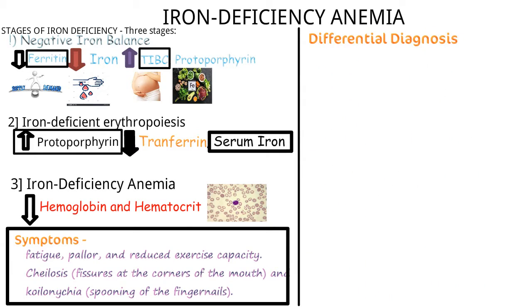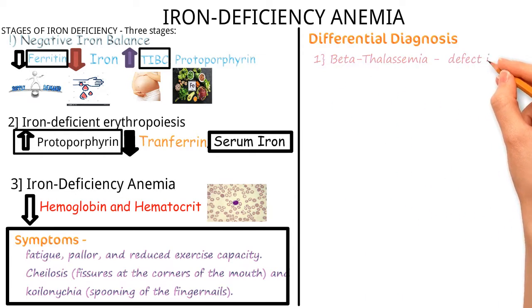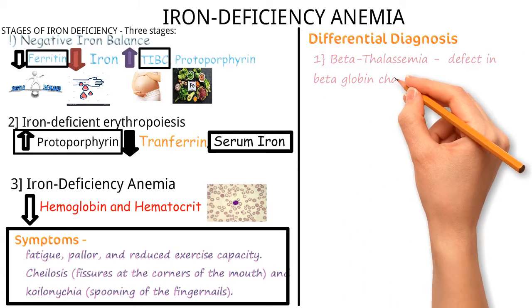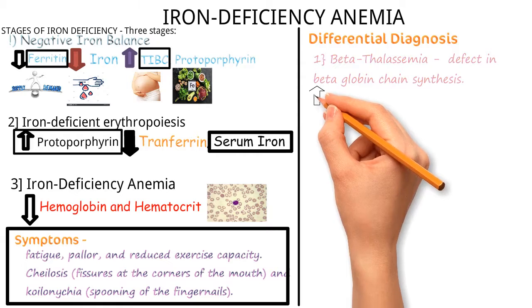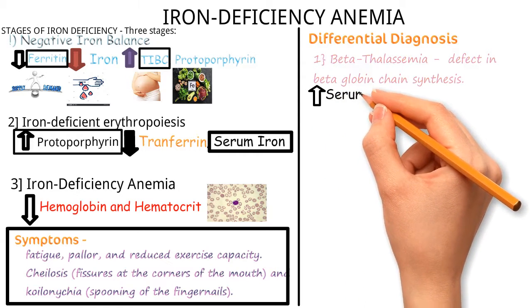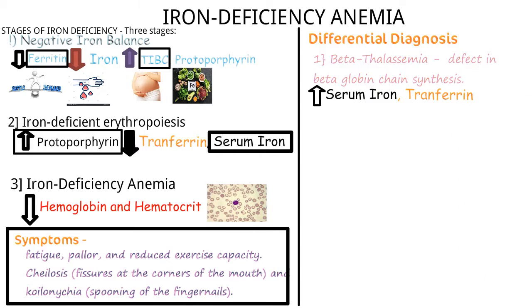Now, the differential diagnosis of iron deficiency anemia. First of it is inherited defect in globin chain synthesis, the thalassemias. These are differentiated from iron deficiency anemia by serum iron values. Normal or increased serum iron levels and transferrin saturation are characteristic of thalassemia. The red blood cell distribution width, also known as RDW index, is generally normal in thalassemia and elevated in iron deficiency.